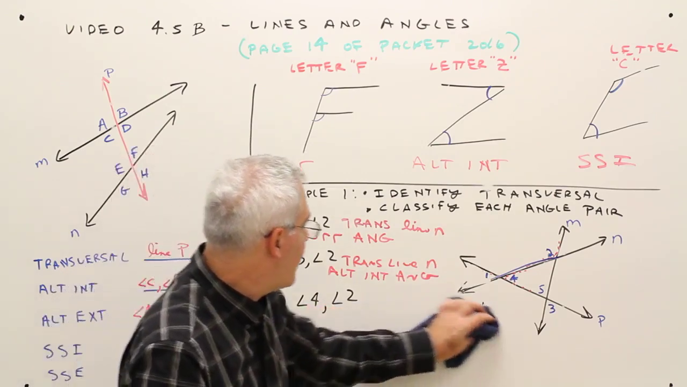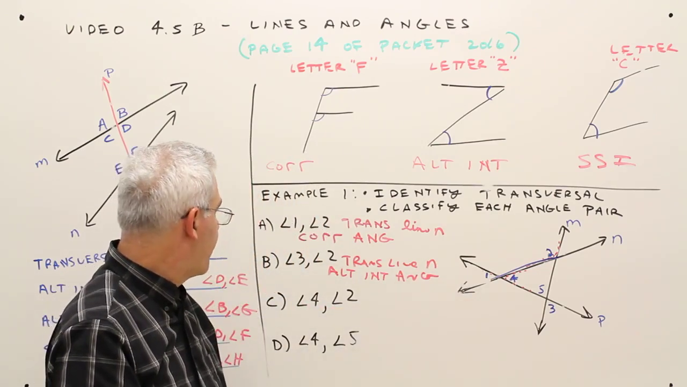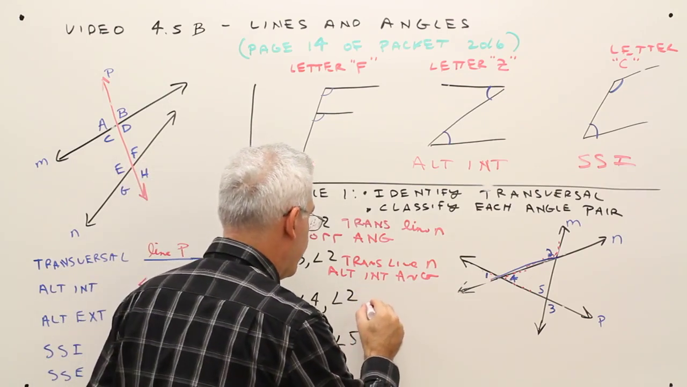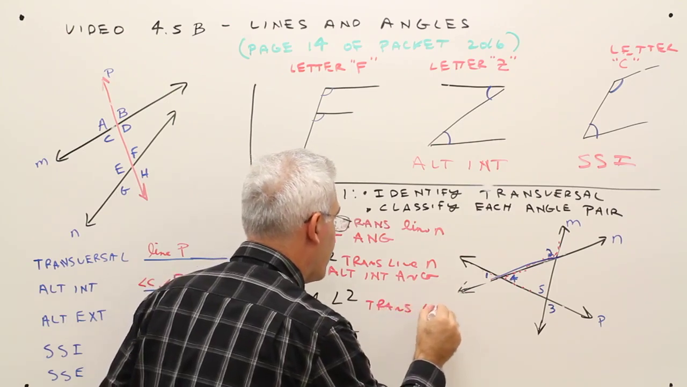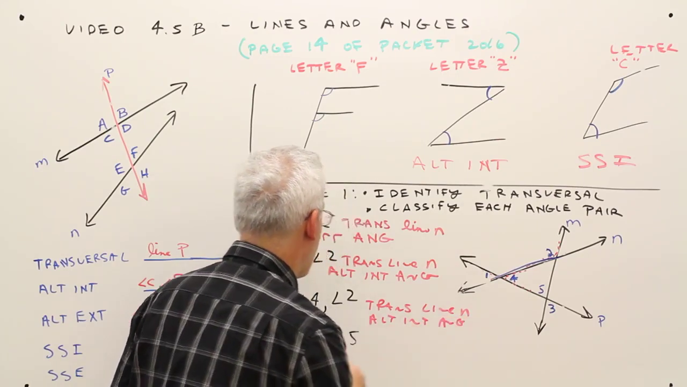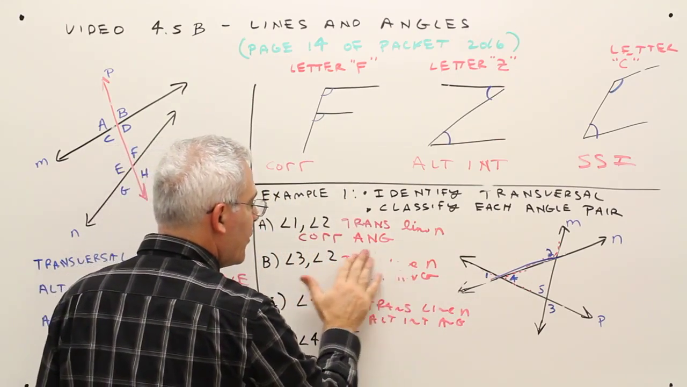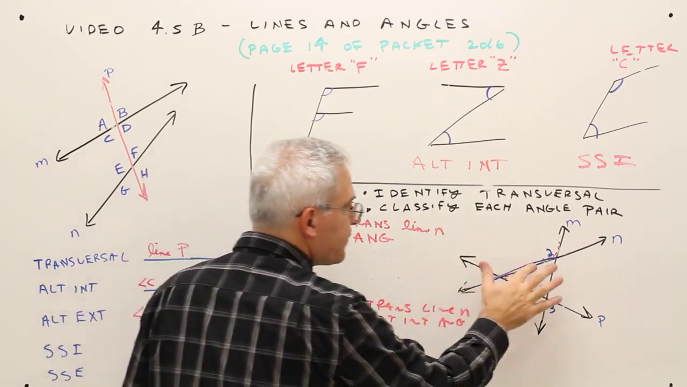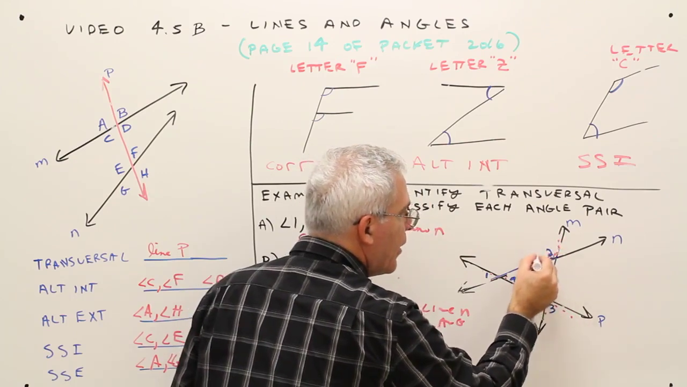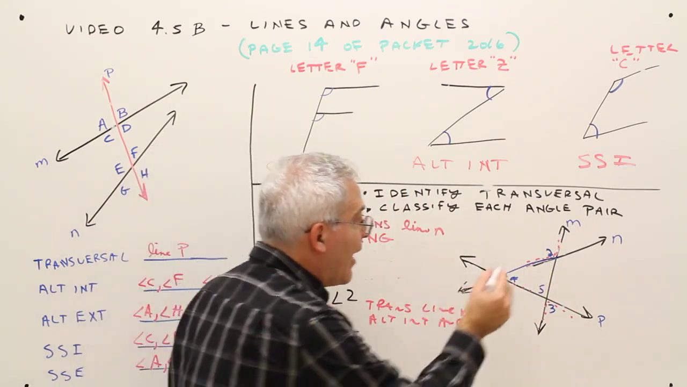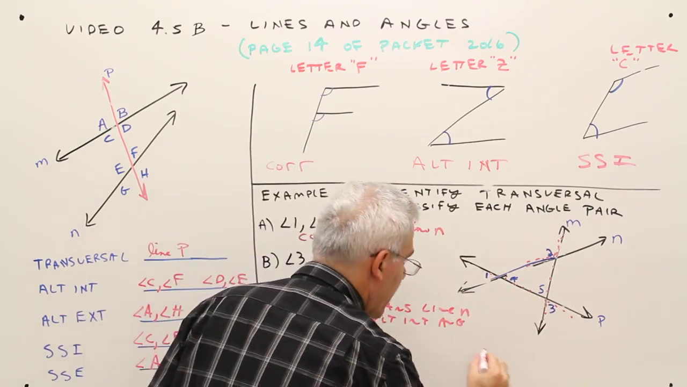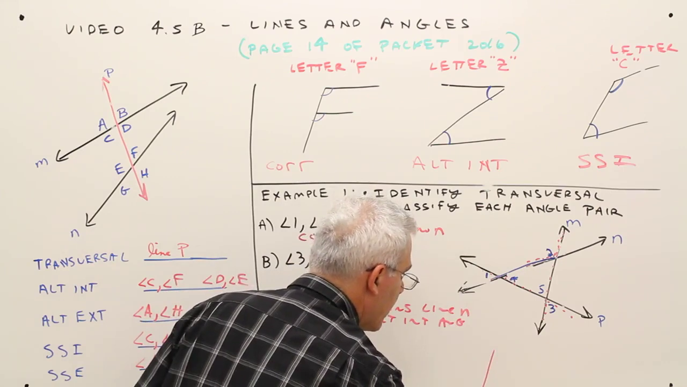Okay, let's try these last two. Angles, oops, I did angles 4 and 2 here. Sorry about that. Transversal line N, alternate interior angle. All right, so now I'm going to do 3 and 2 in the proper order. Sorry about that. So 3 and 2, I'll outline those. That's 3, that's 2. Something they have in common is this one right here. So that'll be my transversal. I'll just draw that right here.